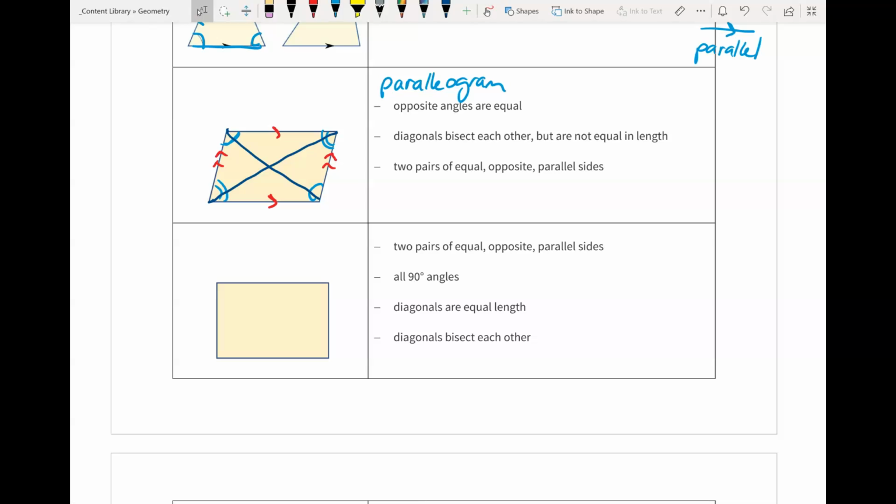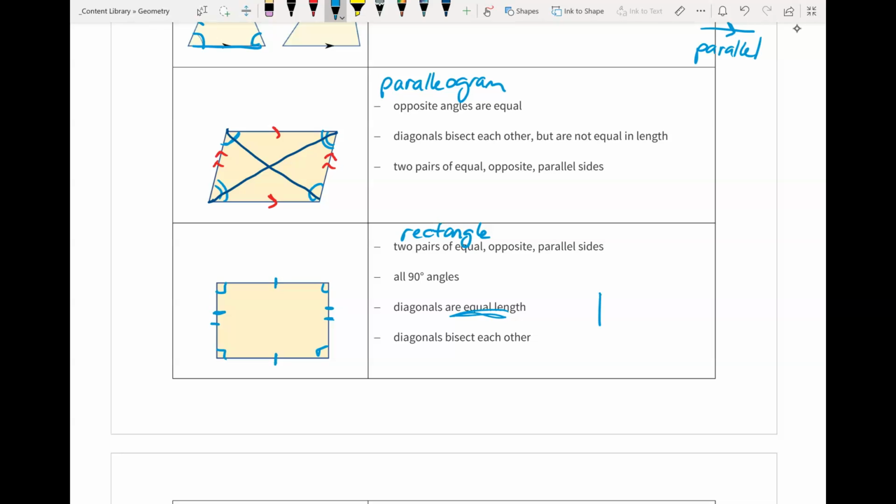The other shape you're very familiar with is a rectangle. So two pairs of equal opposite parallel sides. So these two lines are equal to each other. They have the same length, and so do these two. I'm just denoting that their lengths are equal to each other. And all angles are 90 degrees. Diagonals are of equal length, and diagonals also bisect each other.